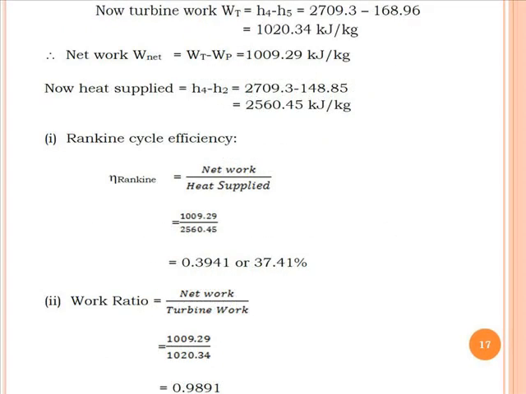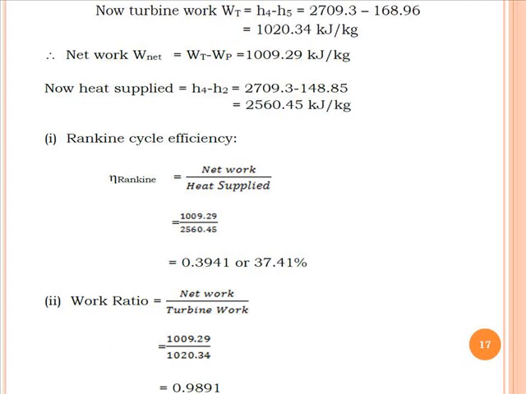So friends, now all the enthalpy values are available, that is H1, H2, H4 and H5. So what is the turbine work, that is H4 minus H5. When all enthalpy values are available, we can find out the turbine work, that is 1020.34 kilojoule per kilogram. Pump work is also known to us, that is we had already calculated that part, that is 10.045 kilojoule per kilogram as per the previous slide.